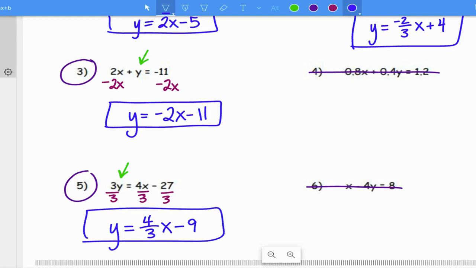And that is converting an equation into slope-intercept form. Essentially getting the y alone in all of these equations.